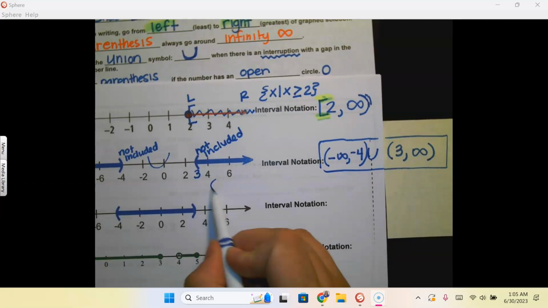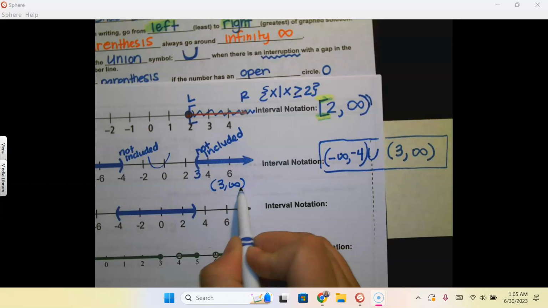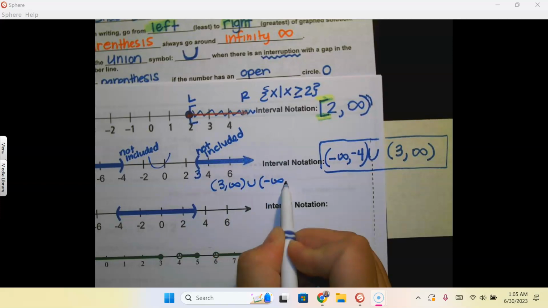So again, we always go from left to right. So if you wrote it like this instead, this would not be written correctly. If you flip these, it's always proper to write it from the left side to the right side. So we don't want that.